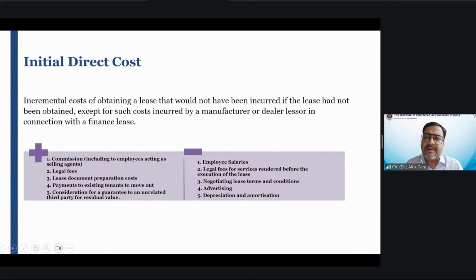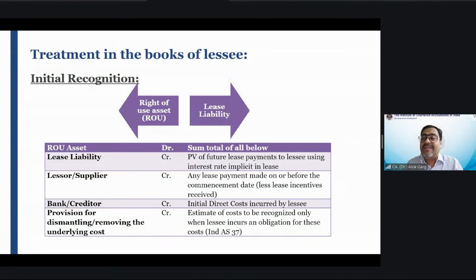Initial direct cost is, for example, any cost which is incurred for getting into the lease contract. For example, you have to pay a brokerage or commission to the property dealer. When will you pay a brokerage or commission? When you finalize the lease contract, when you get the space, when you get the flat, right? Only then you will pay the brokerage or commission. So any additional cost incurred by entering into the lease contract is considered an initial direct cost. Okay, right?